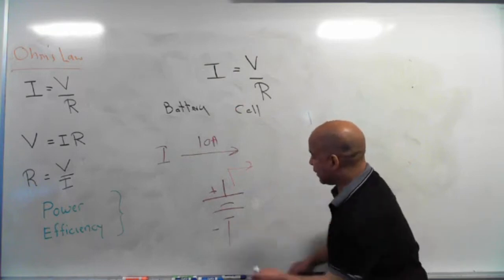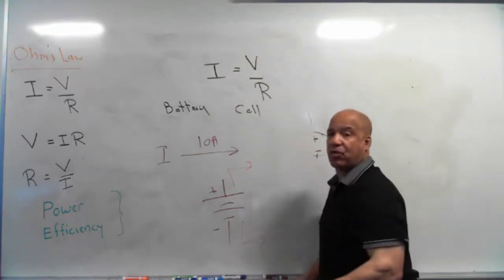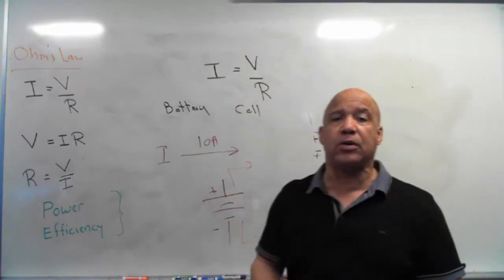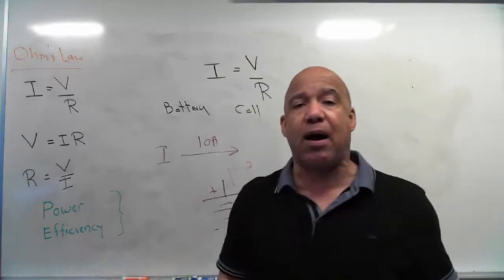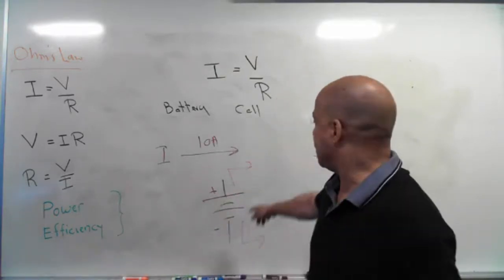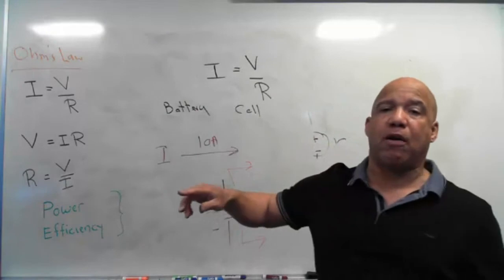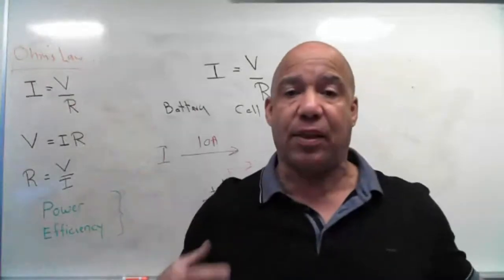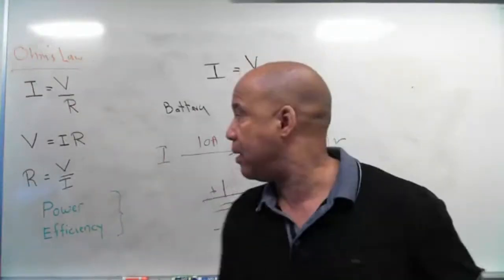If you show current coming out of the negative terminal, then that's electron flow. I don't care which one you use, just be consistent throughout. Use the same thing throughout. I'm going to use this one. I'm going to assume current flows from positive to negative, even though I know it actually goes the other way.